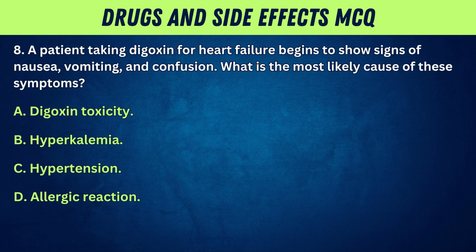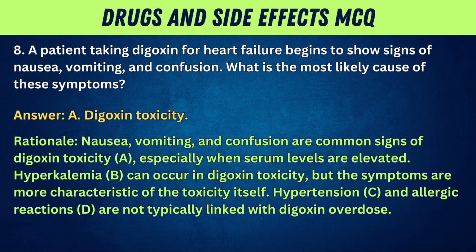8. A patient taking digoxin for heart failure begins to show signs of nausea, vomiting, and confusion. What is the most likely cause of these symptoms? A. Digoxin toxicity. B. Hyperkalemia. C. Hypertension. D. Allergic reaction. Answer: A. Digoxin toxicity. Rationale: nausea, vomiting, and confusion are common signs of digoxin toxicity, A, especially when serum levels are elevated.